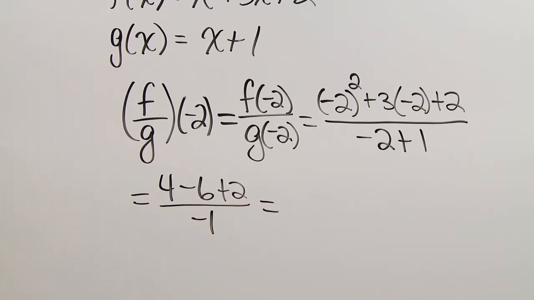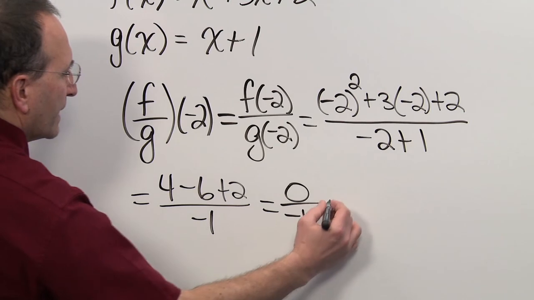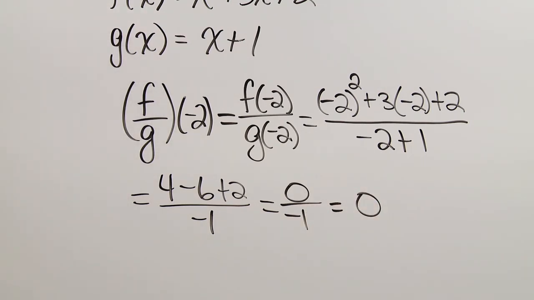In the numerator, 4 minus 6 is negative 2. Negative 2 plus 2 is 0. We have 0 divided by negative 1, which is equal to 0. So f divided by g of negative 2 equals 0.